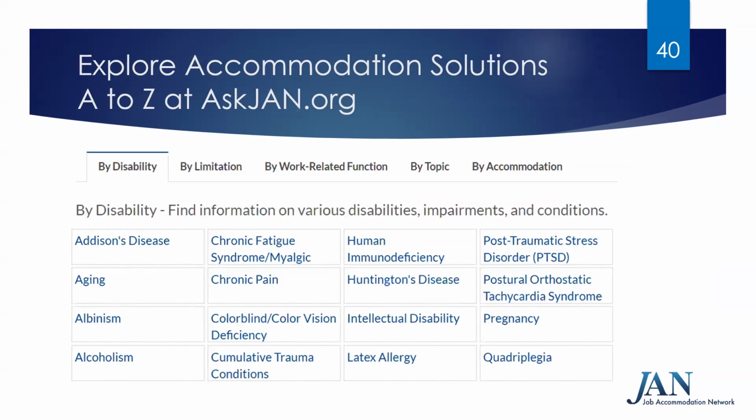That concludes our discussion on go-to accommodation options today. I covered many accommodation solutions, but if you still need some help because none of these options seem like they'll hit the mark, you might want to review our A to Z lists at askjan.org. We have pages on there with possible accommodation ideas that are listed by disability, by limitation, by work-related function, by topic, and by accommodation. The A to Z is a helpful Jan resource to review if you're stumped with what accommodation to provide for a request.